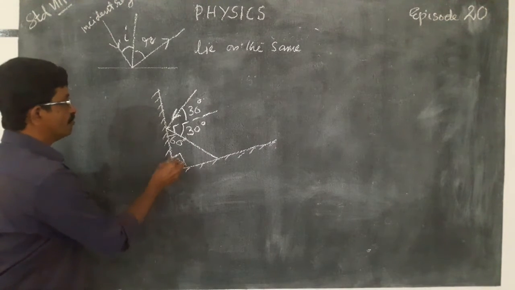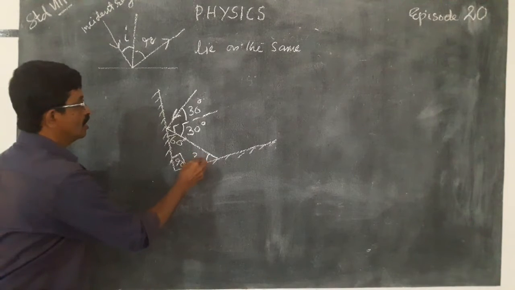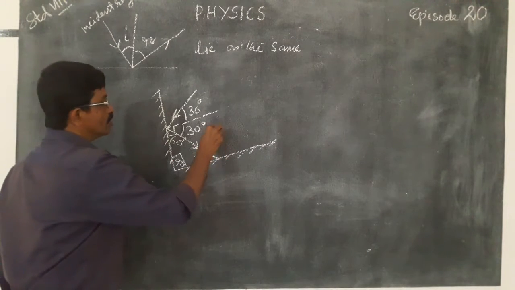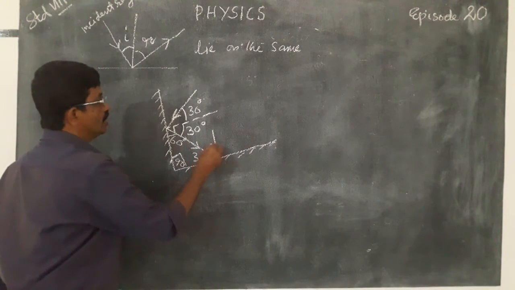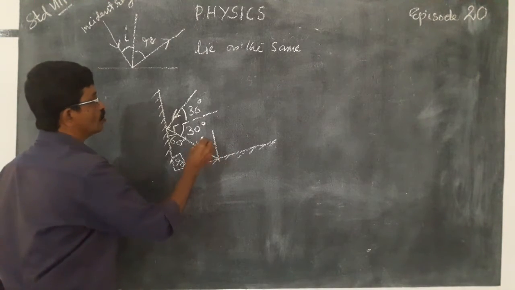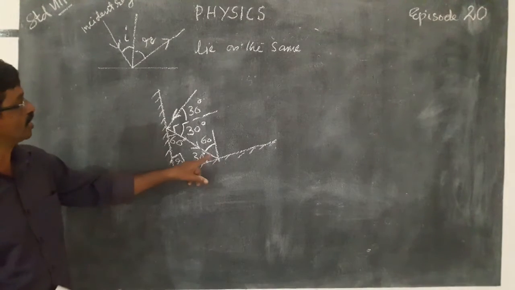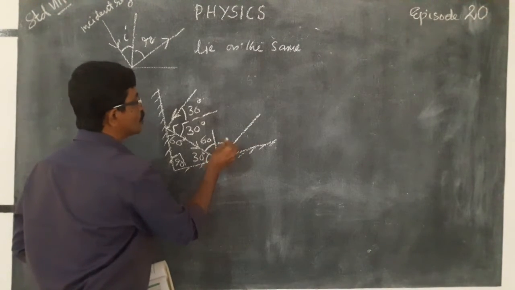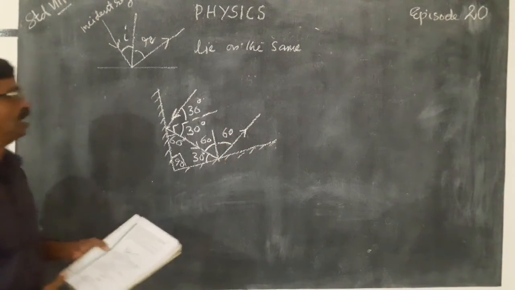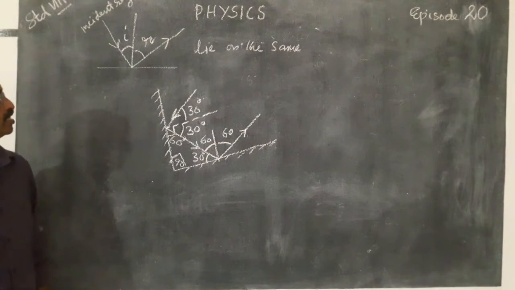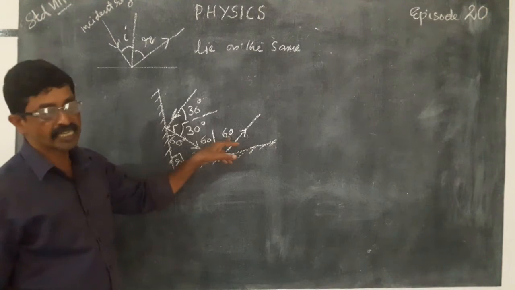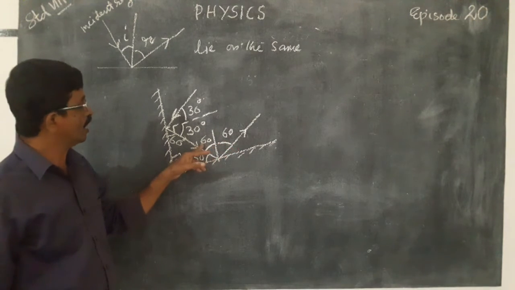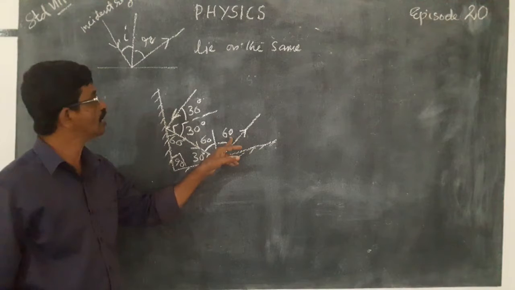This angle is 90 degree, so this angle is how much? 30 degree. So this light ray is incident here. Now this is normal. The angle between these two is 90, so this one is 60. So the angle of incidence here is 60 degree. So this will reflect in this way, and that is also 60 degree. This is the reflected ray, reflected at an angle of how much? 60 degree.